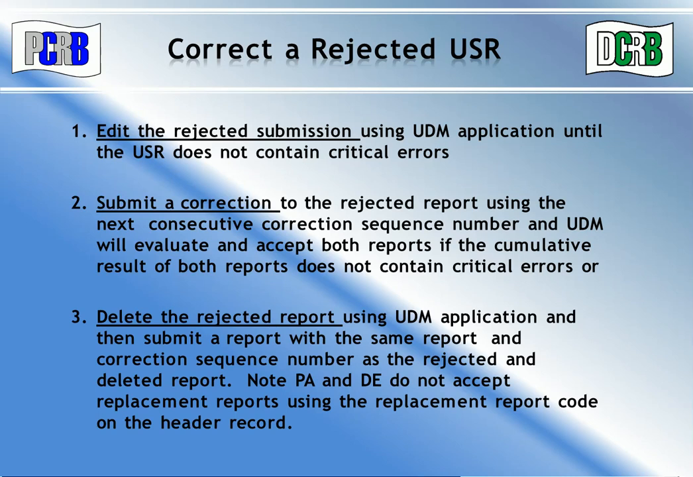Or 3. Use UDM to delete the rejected report and then submit a USR with the same report and correction sequence numbers as the rejected and deleted USR. Note, Pennsylvania and Delaware do not accept replacement reports using the replacement report code on the header record.